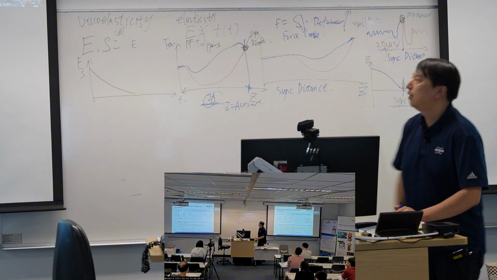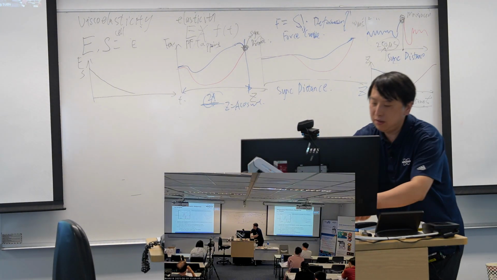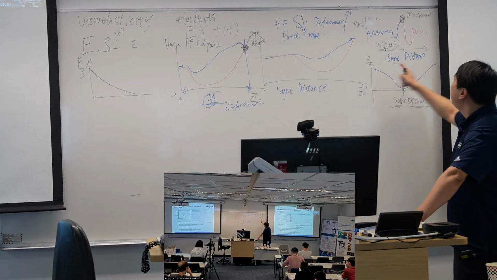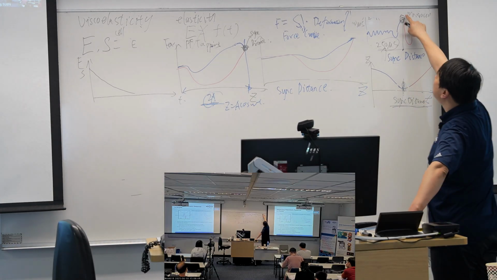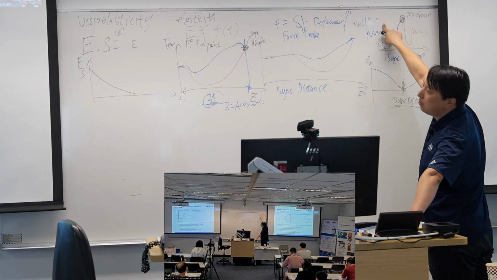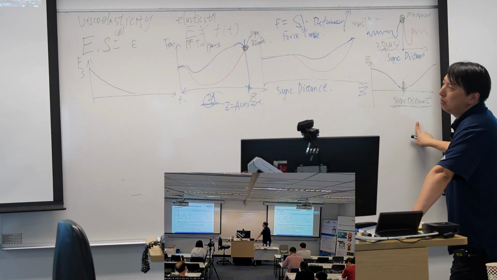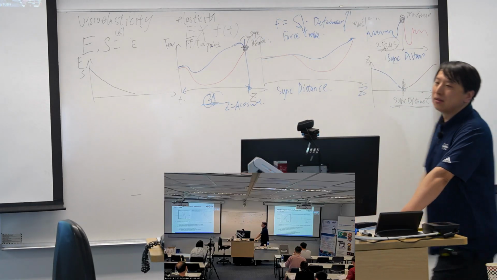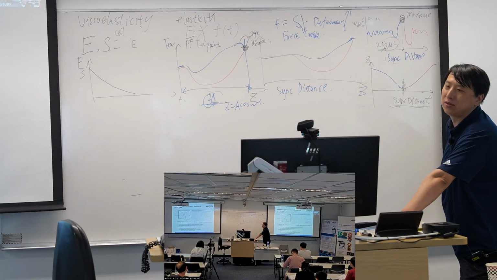By definition, this one should be the sink distance. But in the PeakForce technique, in the old Bruker technique, they assume these two, the lowest point in Z and the maximum point in force, are the same. So the old Bruker technique will make this one the sink distance. That's something wrong for viscous samples.